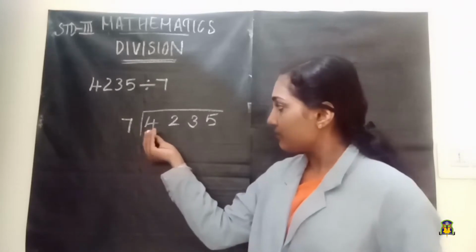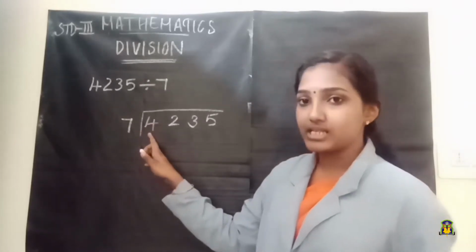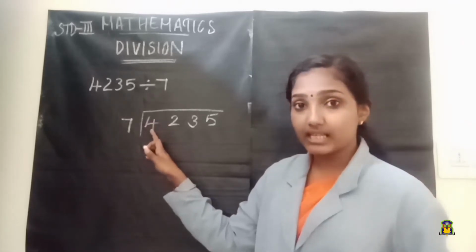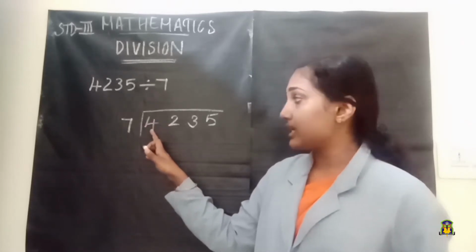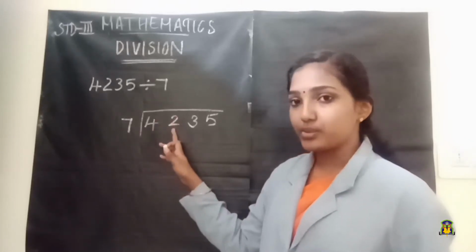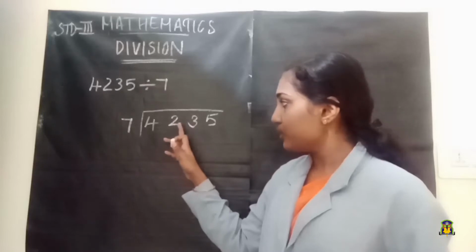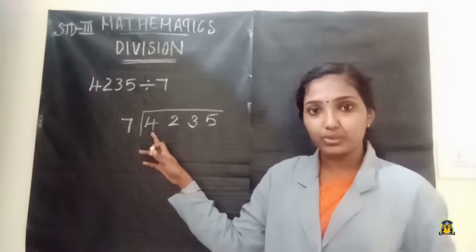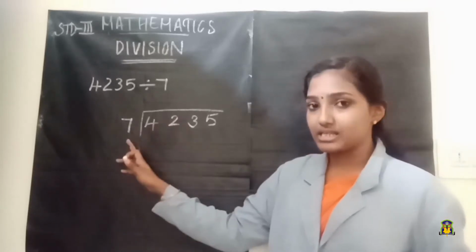First we have to check the first digit. It is 4 here. 4 is less than 7, so we cannot take 4 alone. What will we do? We will take the next digit 2 along with 4. Now it means 42. Now 42 is greater than 7.